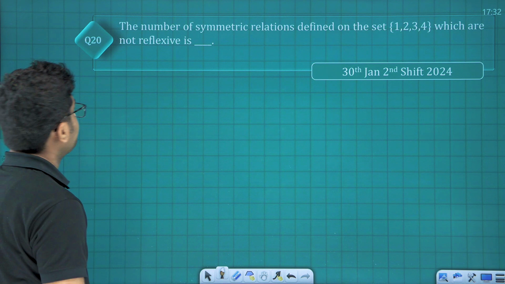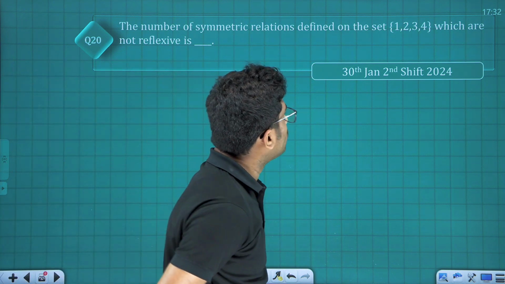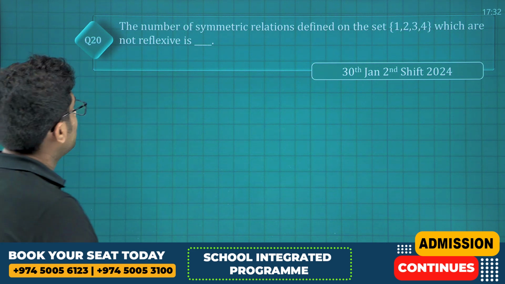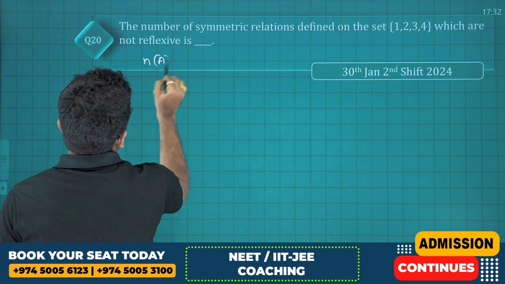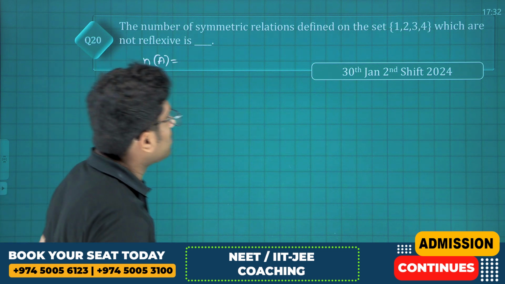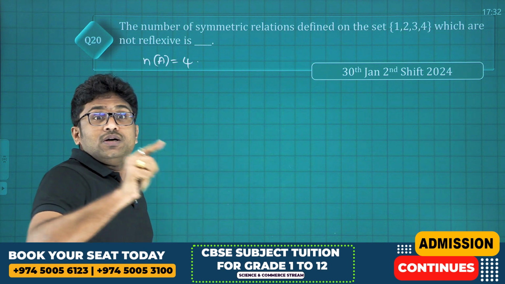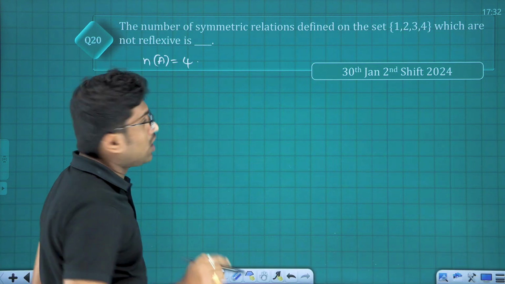Next question. The number of symmetric relations defined on the set 1, 2, 3, 4, which are not reflexive. First, the number of elements in A. Number of elements in A is equal to 4. Okay. Now the number of relations which are not reflexive.